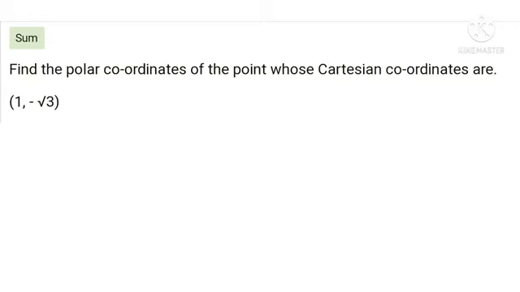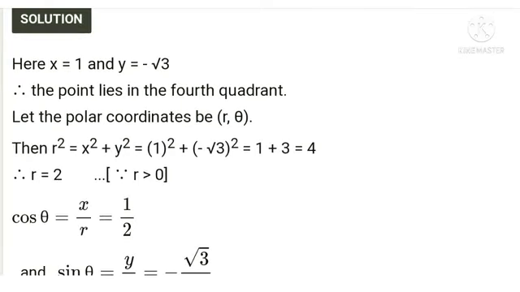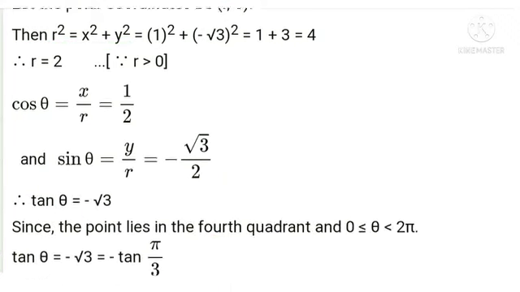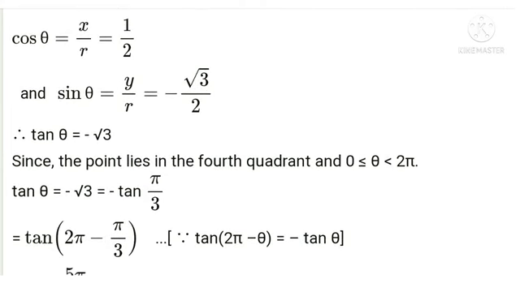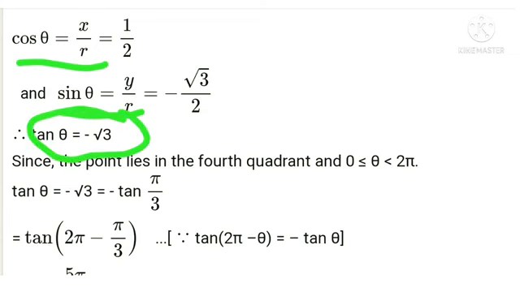See next one. Find the polar coordinates of the point whose Cartesian coordinates are given, 1 and minus root 3. So we suppose x is equal to 1 and y is equal to minus root 3. From these you observe that it lies in the fourth quadrant. First you find r square is equal to x square plus y square. From this you find r is equal to 2. Then you find cos theta. Cos theta is equal to x upon r and sin theta is equal to y upon r. Sin upon cos is tan. So we get tan theta is equal to minus root 3.